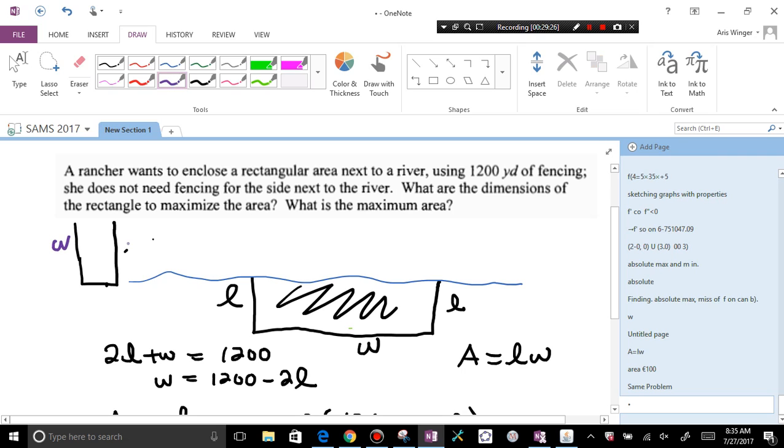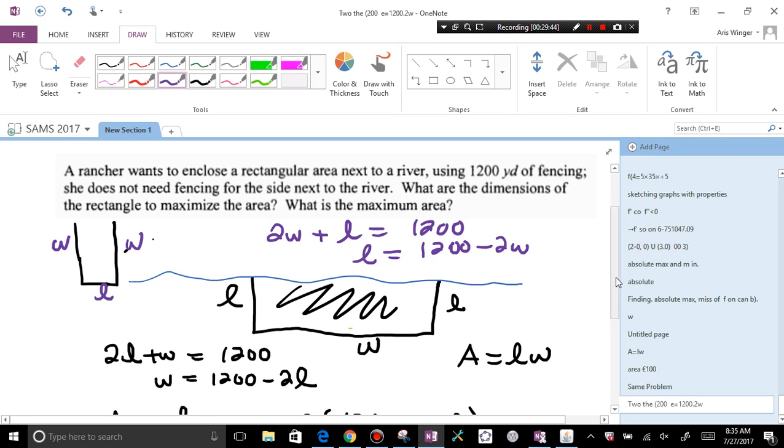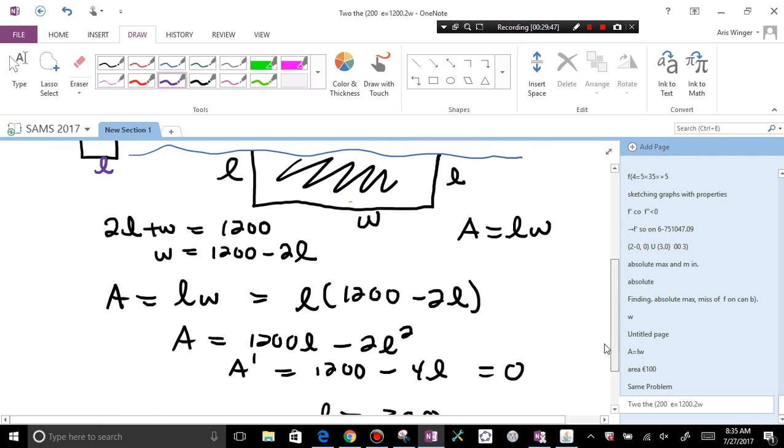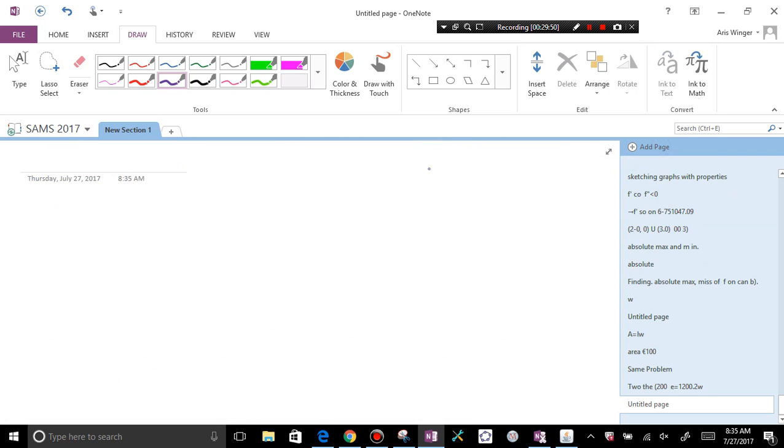So this was W and this was W? Yeah. And then I solved for L. So 2W plus L equals 1,200, and then L equals 1,200 minus 2W. And then I put L into the area equation. So I had 1,200 minus 2W, all multiplied by W. So I got 1,200W minus 2W to the power 3. To what power? Oh, there it is. Never mind. I got it.